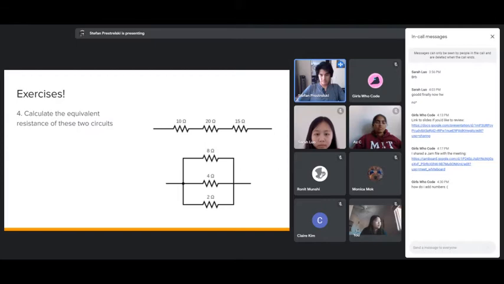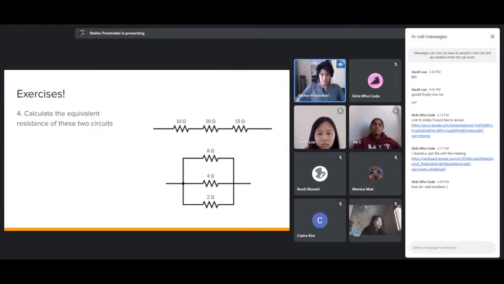Okay, so you guys got the first circuit correct, 45 ohms. The second one is close. There's one thing you guys forgot to do. Remember, it's 1 over R equivalent is equal to 1 over R, plus 1 over R, and so on and so forth.